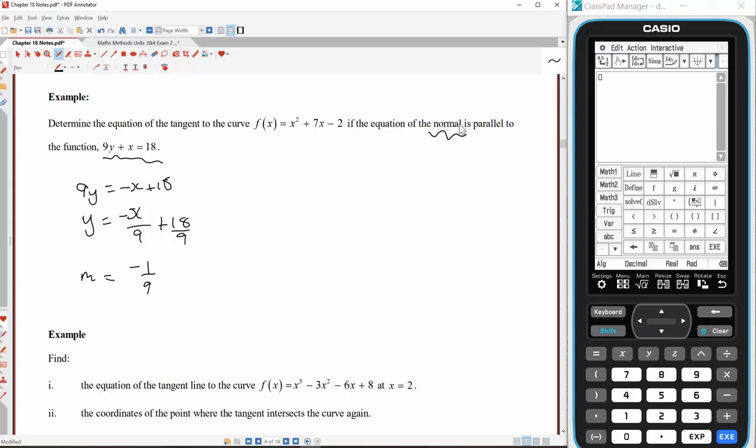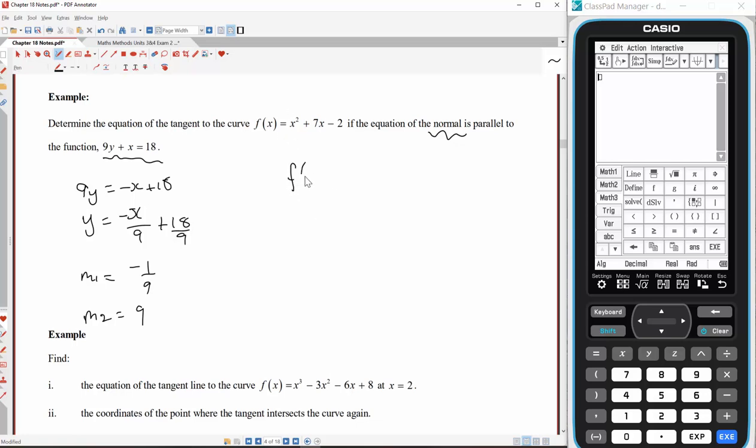So the equation of the normal is parallel to this line here. What we're going to do, instead of using the normal, is derive this and ask when its tangent will be equal to this particular gradient. And that will then allow us to flick it over to the normal. So I'll explain. M1, M2. Remember, if this is the gradient of the normal, what we'll do is get the gradient of the tangent, which is the negative reciprocal of that, which is just 9.